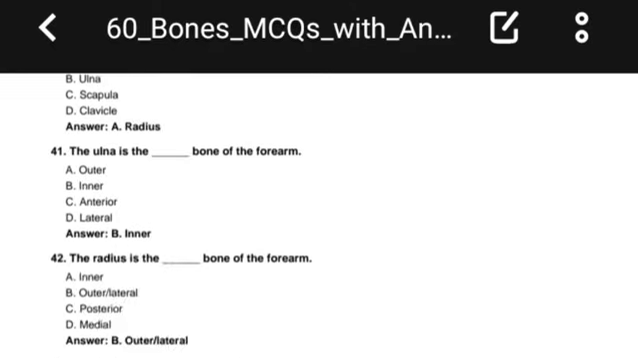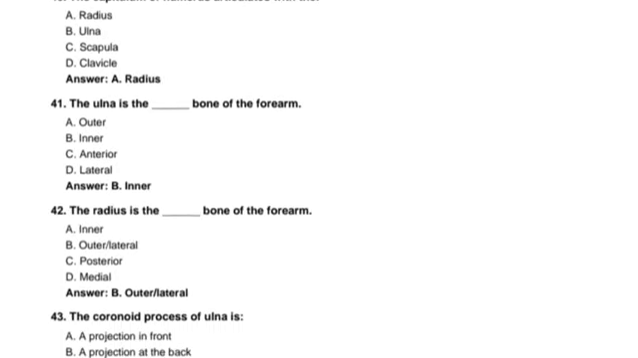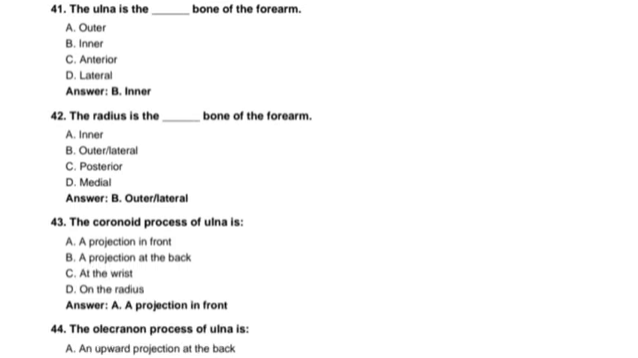Question number 41. The ulna is the dash bone of the forearm. Option A. Outer, option B. Inner, option C. Anterior, option D. Lateral. The right answer is option B. Inner. Question number 42. The radius is the dash bone of the forearm. Option A. Inner, option B. Outer or lateral, option C. Posterior, option D. Medial. The right answer is option B. Outer or lateral.